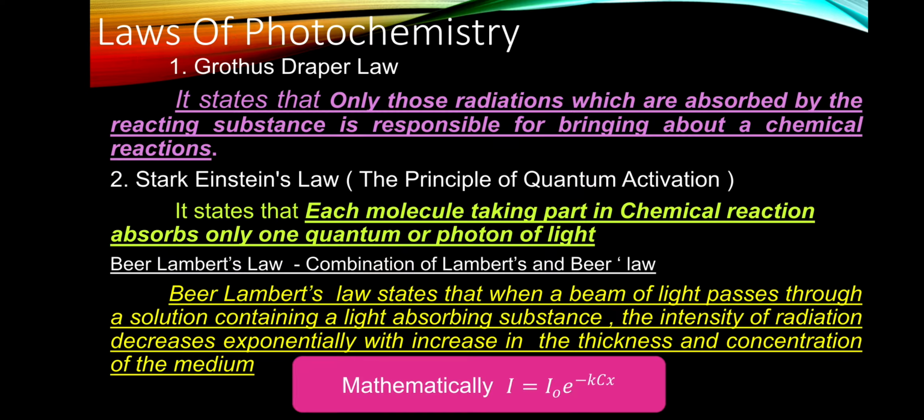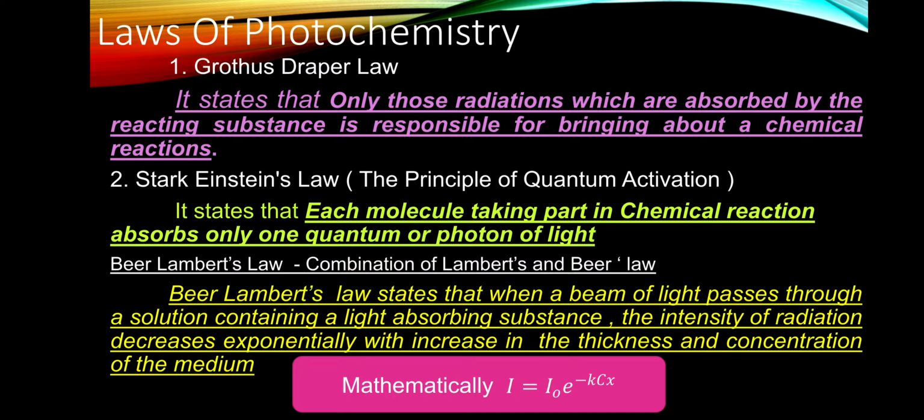Grotthuss-Draper law states that only those radiations which are absorbed by the reacting substance are responsible for bringing about a chemical reaction. When we supply light to a reaction mixture, some of the light will get reflected, some will be transmitted through the substance, and some will be absorbed. Only those absorbed radiations will bring about photochemical reaction.